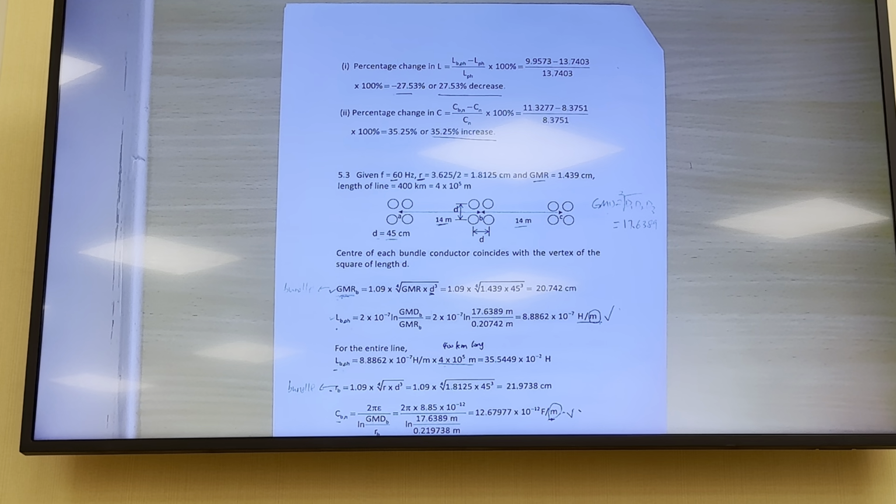So you can see that after we use the bundled conductor, we can significantly reduce the reactance. However, because we have longer spacing, the capacitance has increased. Capacitance has increased.